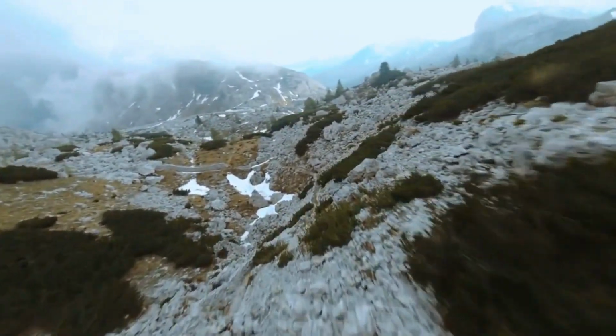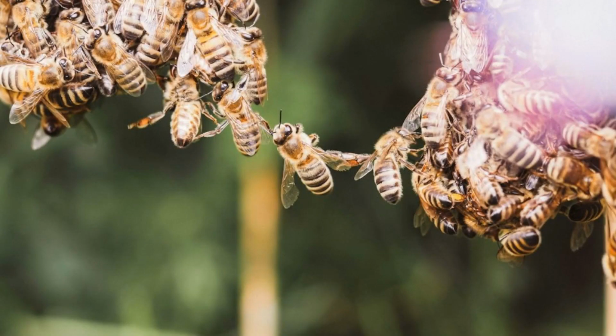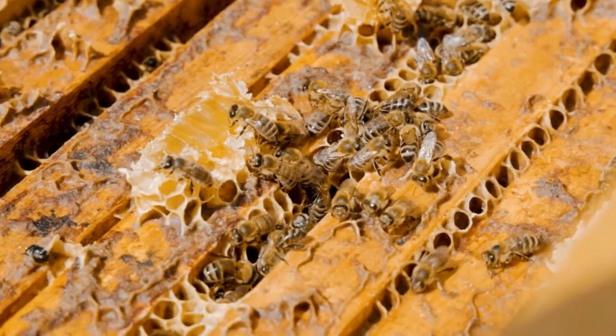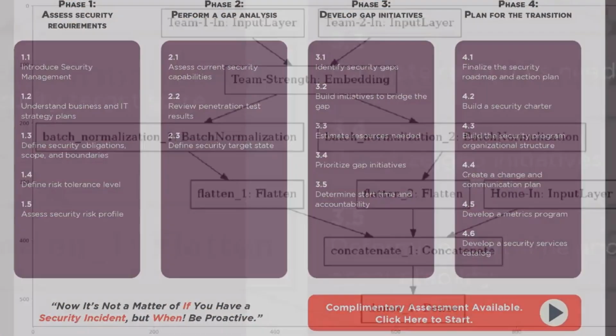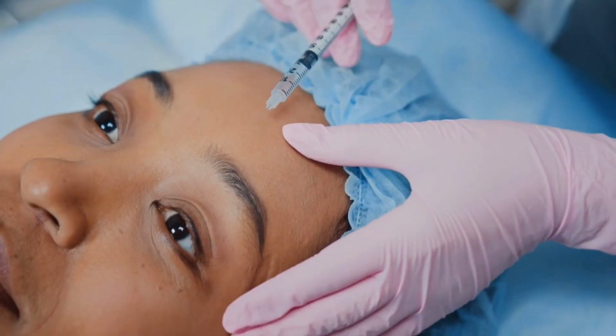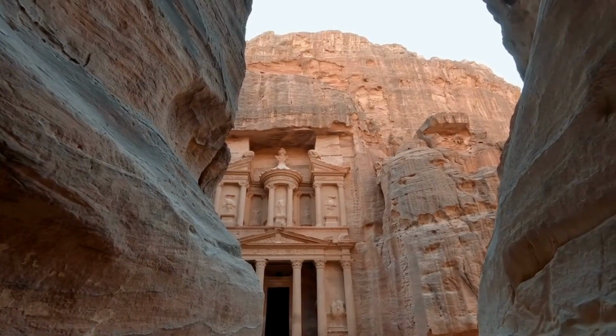It's crucial to understand these threats and fortify your APIs against them. To fortify your APIs, you need a robust security strategy. 1. Input validation. Validate and sanitize all user input to prevent injection attacks like SQL injection and cross-site scripting, XSS.